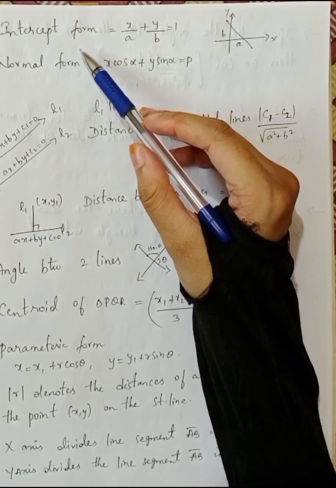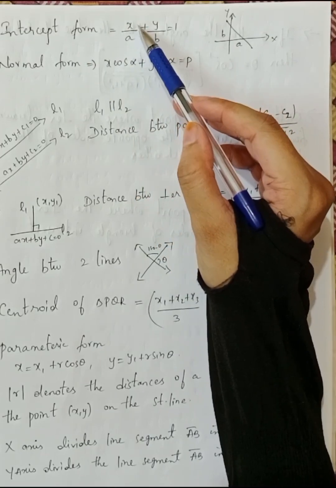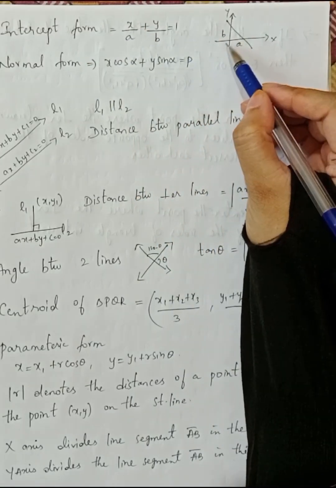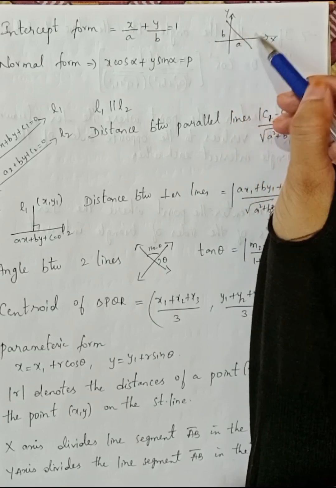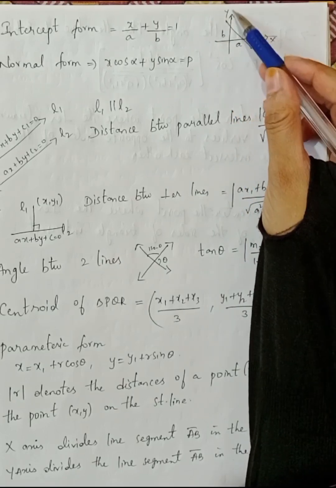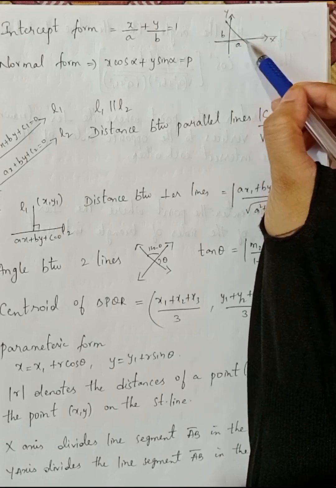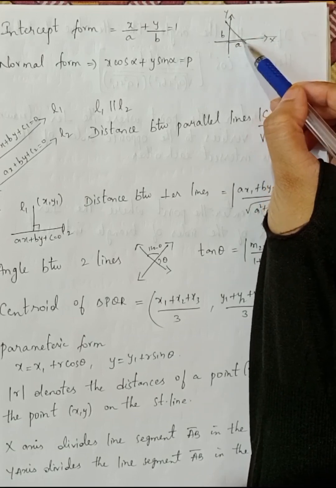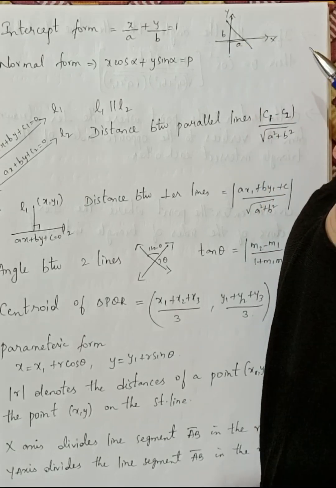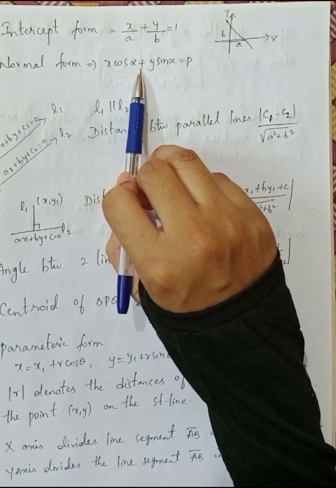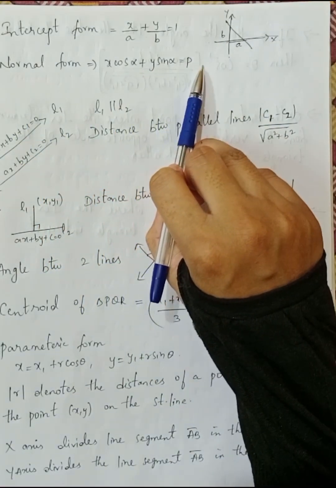Next, intercept form. Intercept form is x by a plus y by b is equals to 1. Intercepts are nothing but the distance. When we draw the x-axis and the y-axis, if a straight line passes through both the axes, here the distance is called as intercepts. This is a and this is b. So the normal form is x cos alpha plus y sin alpha is equals to p.